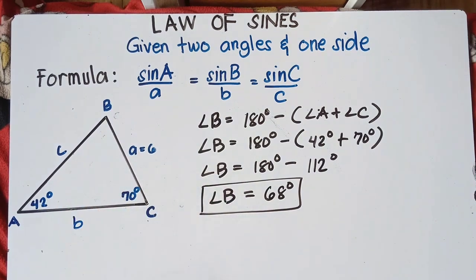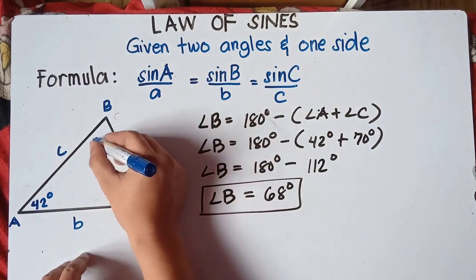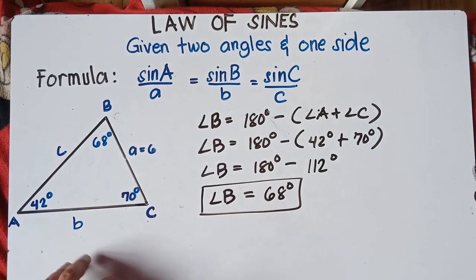Alright, so we already have the value of angle B. So we will label this one. Angle B is equal to 68 degrees. So this is 68 degrees.